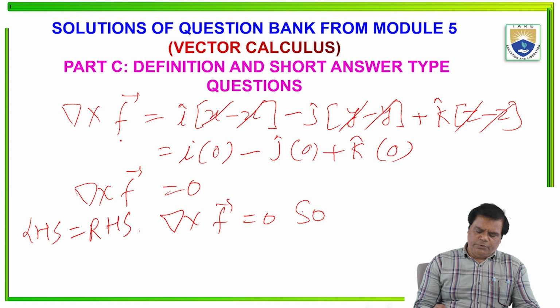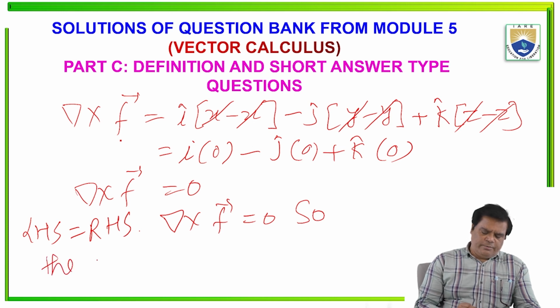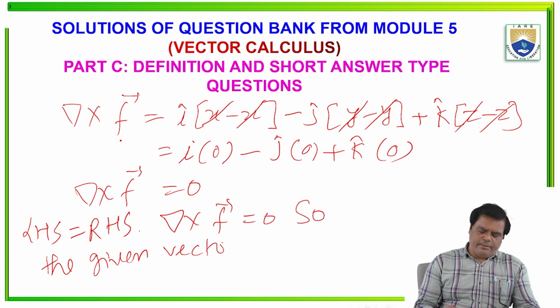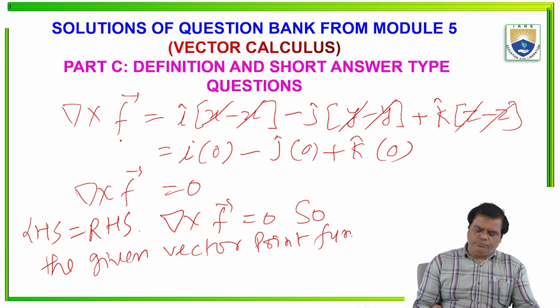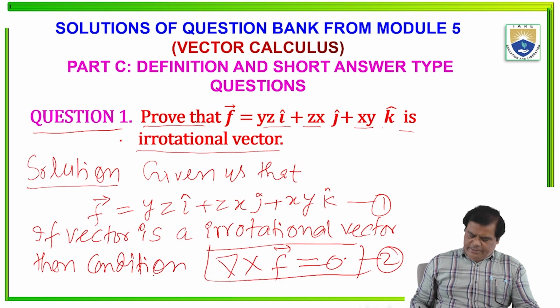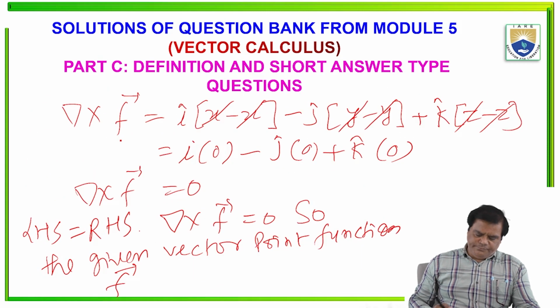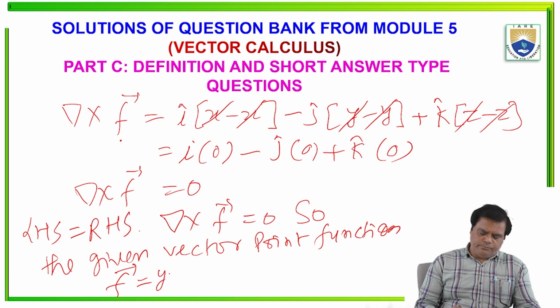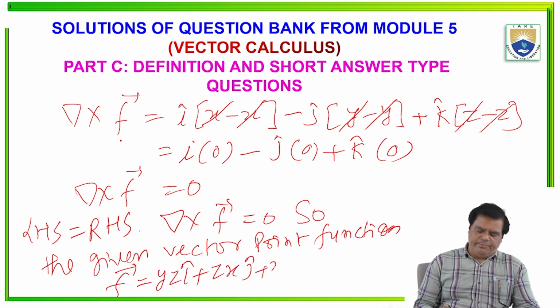Hence the given vector point function F equals yz i plus zx j plus xy k is an irrotational vector.